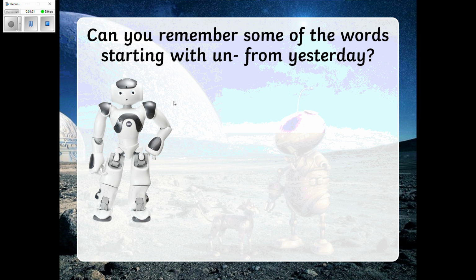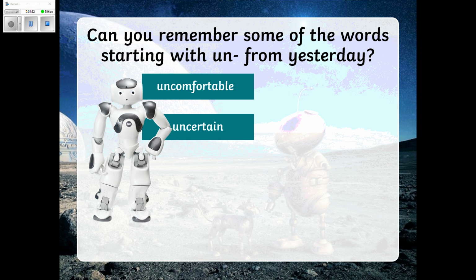Oh, well done, Year 1. Let's see what you came up with. The robot's going to give you uncomfortable. Have a little fidget. Do you feel uncomfortable? I hope not. Uncertain? That means you're not sure of something. I'm sure the grown-ups know how that feels at the moment.